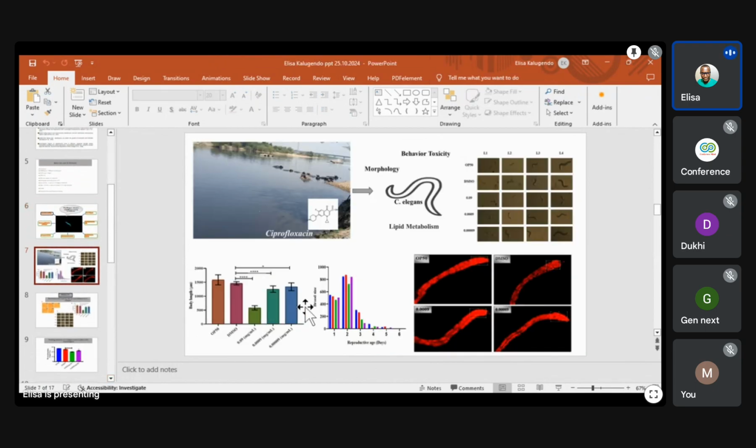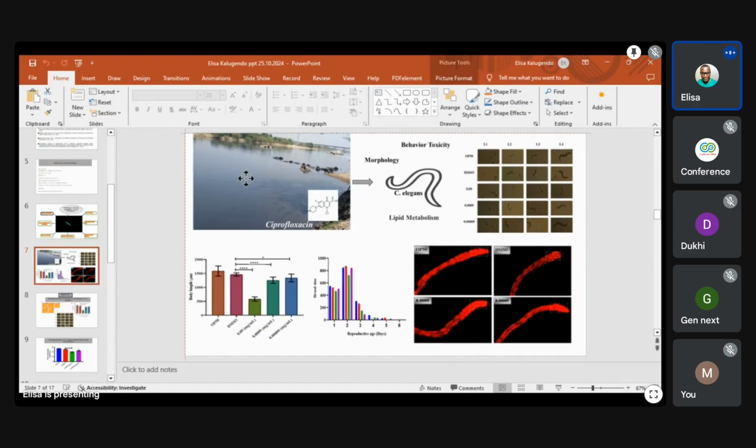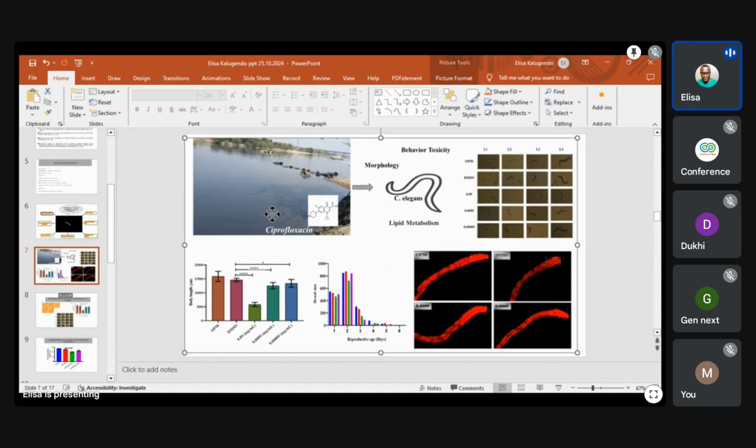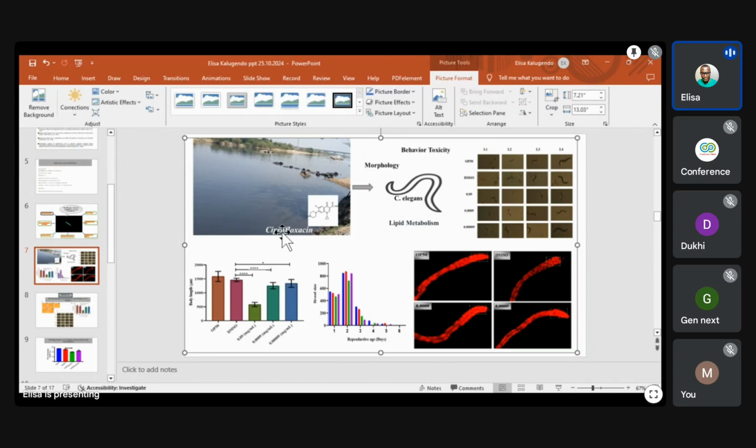So theoretically, this is what we did in our study. Initially, we did a monitoring study. We detected ciprofloxacin from the river, which was 9 micrograms per liter. This was the maximum concentration of ciprofloxacin detected. So we took that concentration into consideration for our toxicity study.